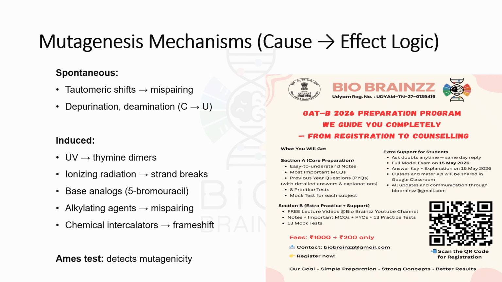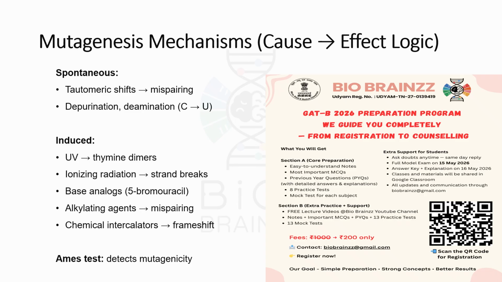Mutations can arise spontaneously or due to external factors. Spontaneous mutations include tautomeric shift and deamination. These are natural processes occurring inside the cell. Induced mutations are caused by external agents like UV radiation and ionizing radiation.